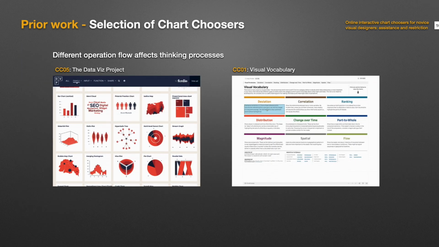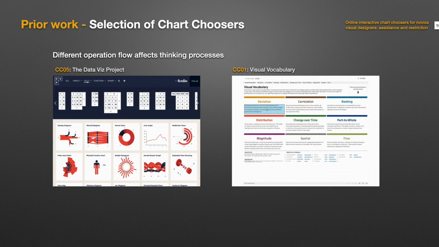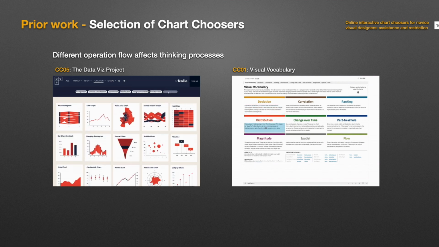When participants saw CC05, they thought, wow, so many types of graphs to choose from, let me pick one I like to see if it corresponds to my data relationship. But when they saw CC01, they thought, I need to figure out the data relationship first. That's our 2 different thinking processes.